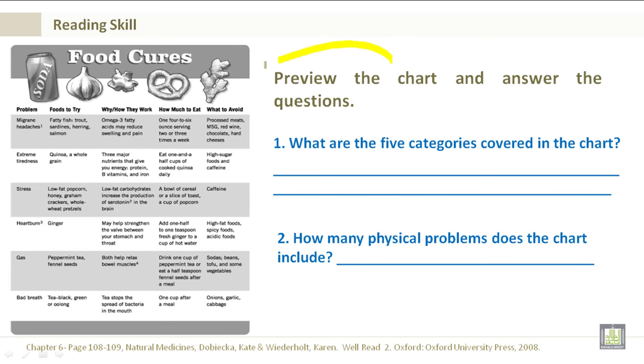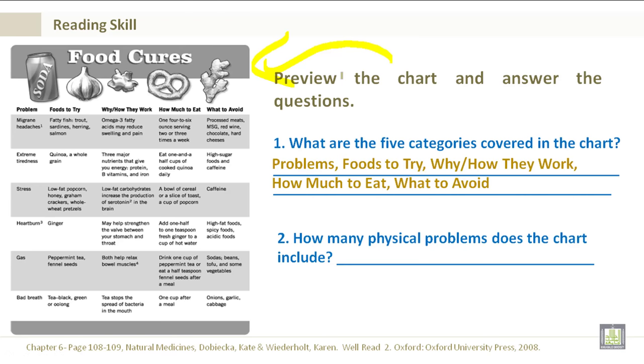Preview the chart on your left and answer the questions. What are the five categories covered in the chart? You have problems, foods to try, why and how they work, how much to eat, and what to avoid. How many physical problems does the chart include? 6. Migraine and headaches, extreme tiredness, stress, heartburn, gas, and bad breath.